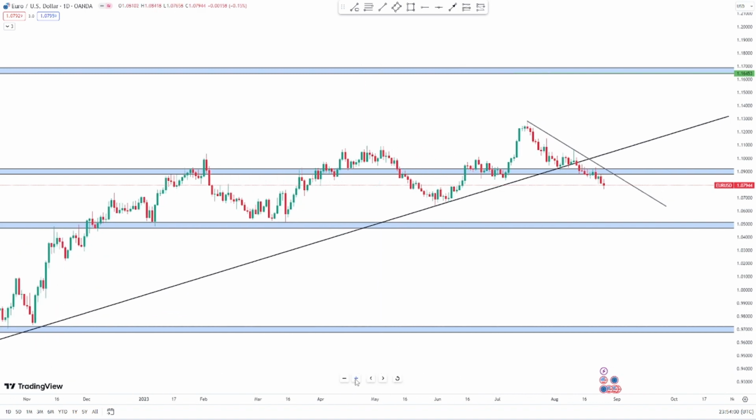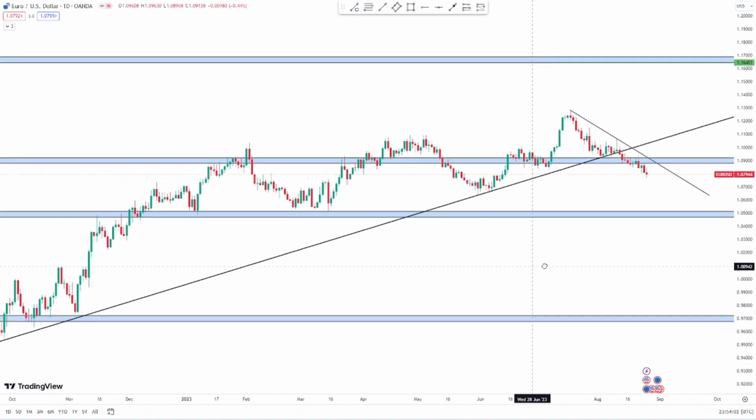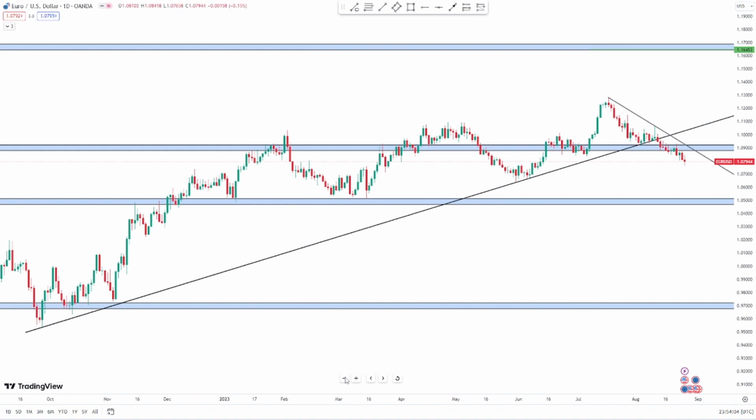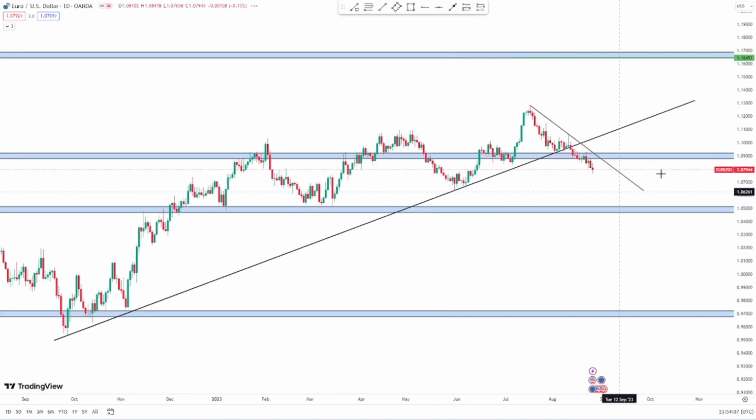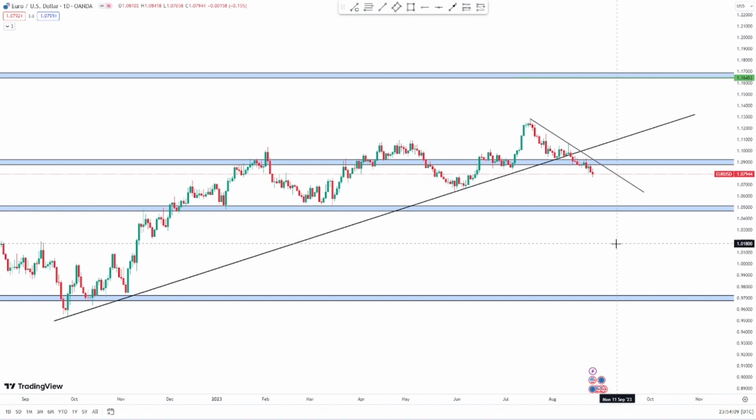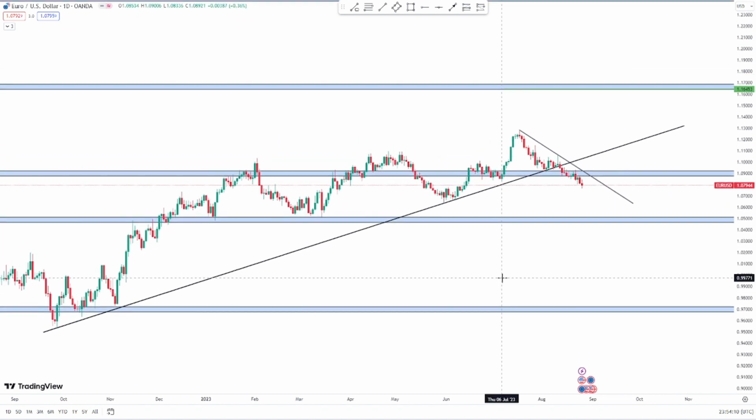Today we're looking at the EURUSD. Previously we had an analysis on EURUSD in which we had a buy on here.